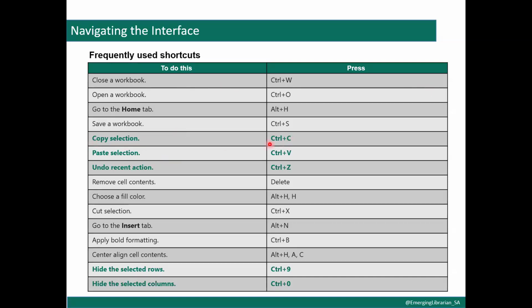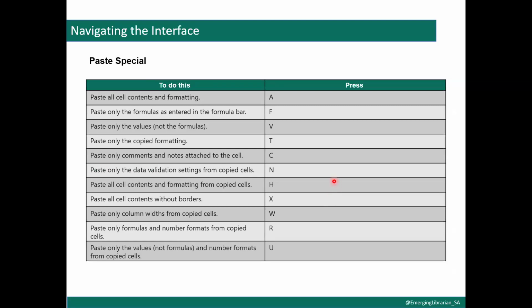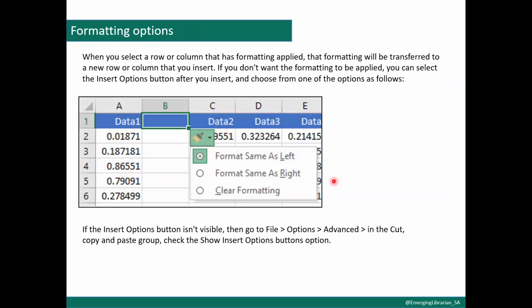These are the shortcuts that you can still go through when you are using Microsoft Excel. If you want to copy, Control C, Control V, Control Z. To remove cells, just click delete, and yeah, these are the shortcuts.